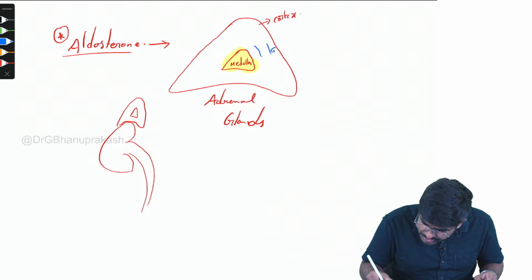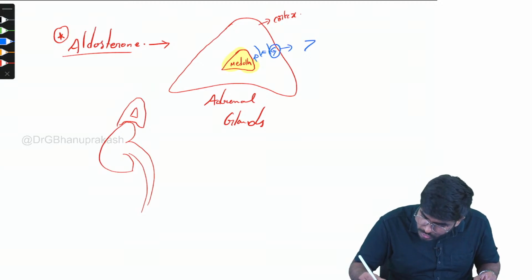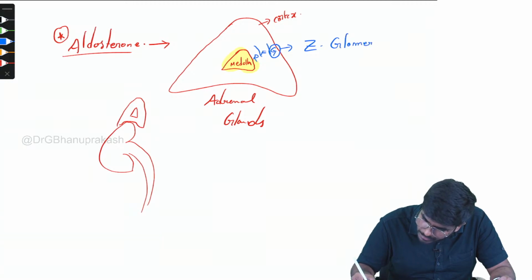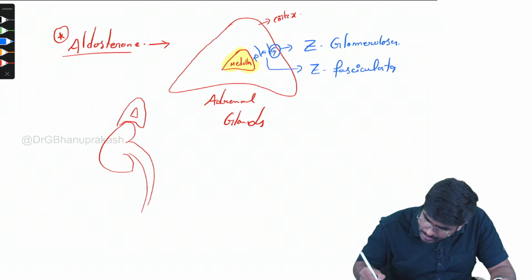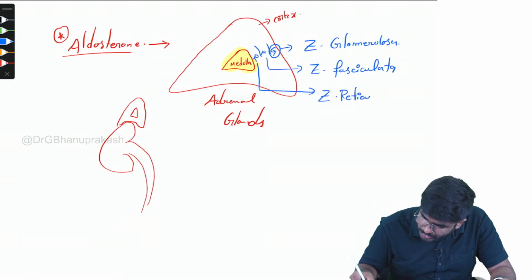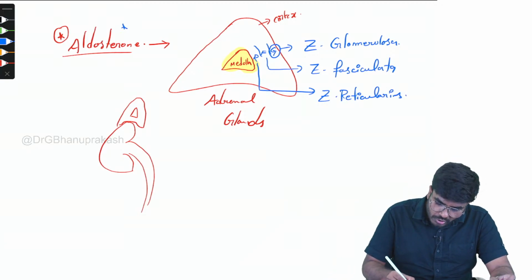Just remember it like GFR. GFR means the outermost zone is called zona glomerulosa, the middle region, F, is zona fasciculata, and the innermost region is called zona reticularis. Okay. Now, where is aldosterone coming from?